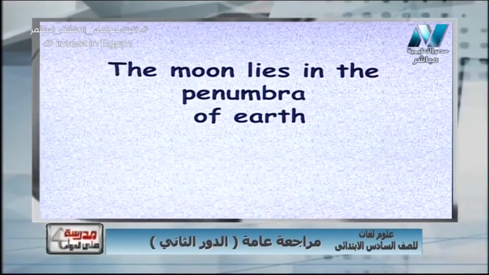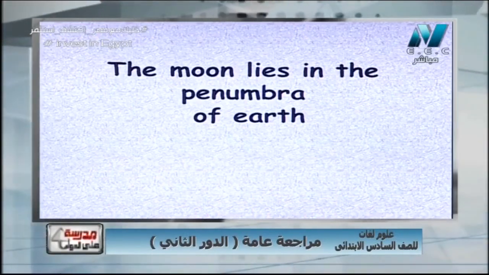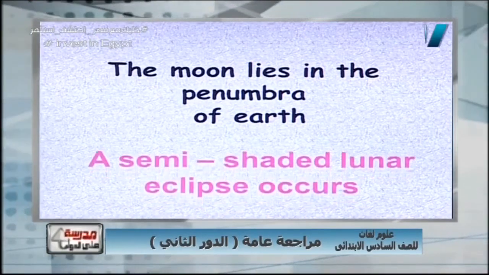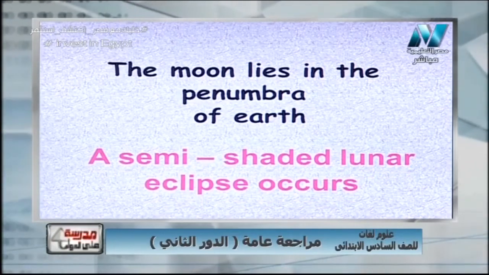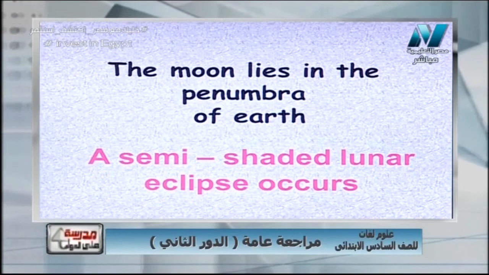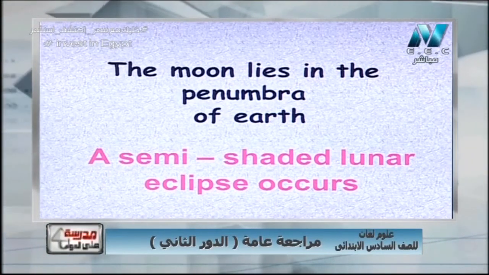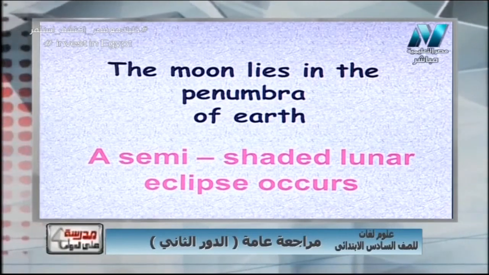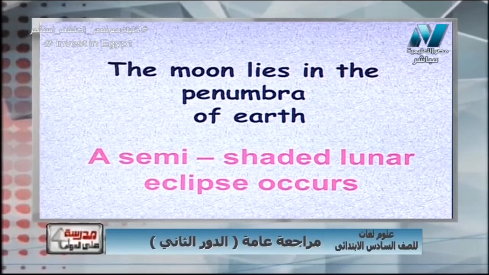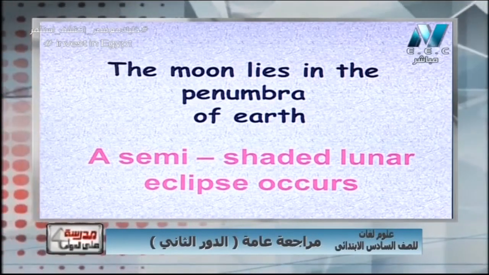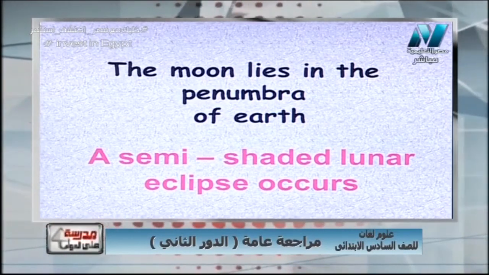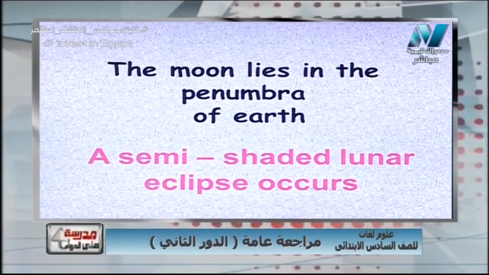Another question. The moon lies in the penumbra of the earth. اللي يحصل لو المون وقع في منطقة البينامبرا، منطقة شبه الظل الخاصة بالأرض، إيه اللي هيحصل؟ هيكون نوع من الإكليبس هنسميه semi-shaded lunar eclipse occurs، اللي هو خسوف القمر شبه الظل. في الحالة دي بنشوف القمر كامل لكن لونه مطفي، حتى بيسموها كده باللغة العامية شويه القمر مخنوق. أنا بشوف القمر بس ما بيكونش منور قوي، لونه بيبقى رمادي شويه.